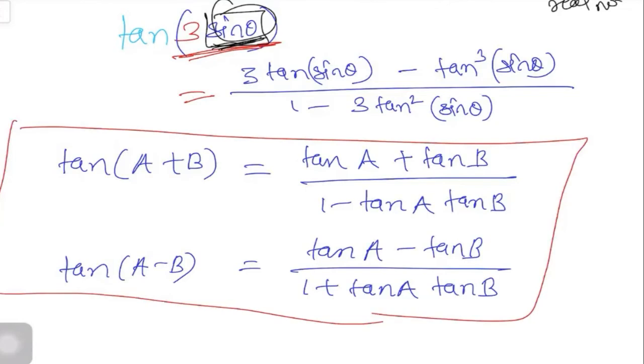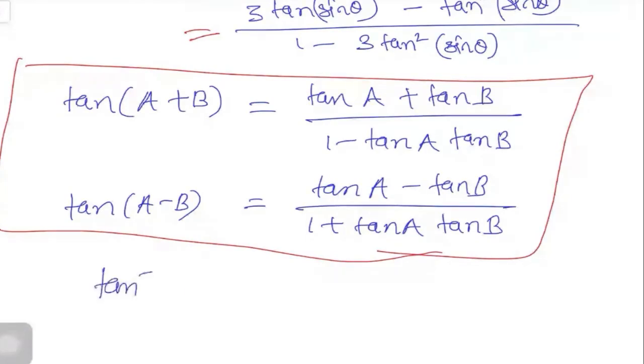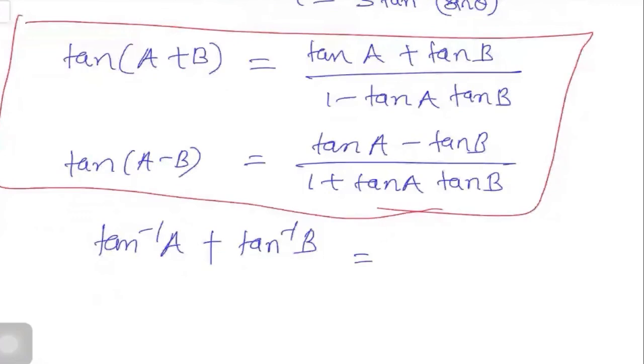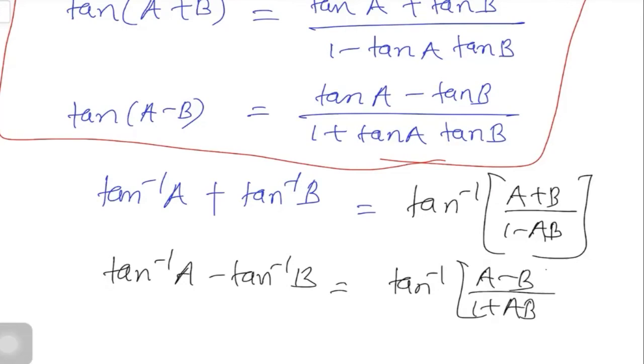Then there is also a formula for tan inverse of a plus tan inverse of b, and tan inverse of a minus tan inverse of b. What is the formula? Tan inverse of a plus tan inverse of b is tan inverse of a plus b divided by 1 minus ab. Similarly, tan inverse of a minus tan inverse of b is tan inverse of a minus b by 1 plus ab.